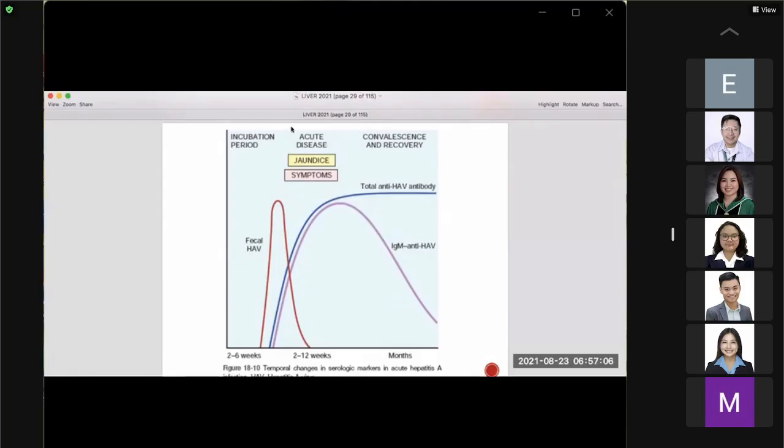And then we have the acute disease period wherein the patient will be manifesting with jaundice and certain additional symptoms, the nausea, for example, or abdominal pain. Eventually in the convalescent and recovery period, there's also an increasing amount of the antibodies that are formed, the total anti-HAV antibodies, and then we have here the IgM, which are the antibodies that are noted at the beginning of the disease process, and they wane eventually.